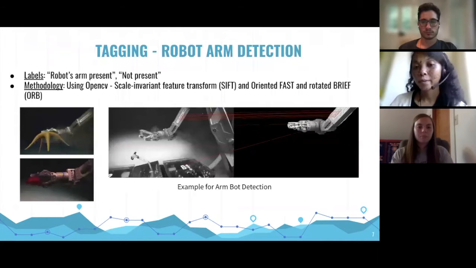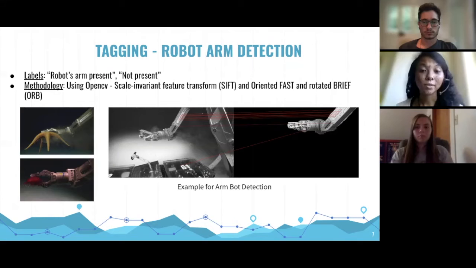For the second part of the project, which is tagging, we're using tagging to help us identify parts that the highlight video did not necessarily find. One example is tagging the robot arm, where identifying which frames contain the arm could help us see where it catches something interesting, such as the starfish and other sea life on the left.